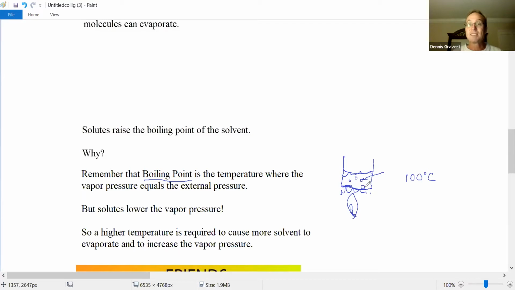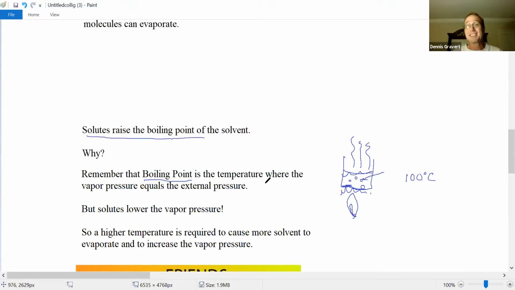a gas bubble, a steam bubble that will then float up because it's less dense, and then come up here and pop and release more steam. Okay, and so that's a better definition of boiling point. It's the temperature at which it evaporates so quickly, the vapor pressure equals the external pressure. Okay, but why do solutes then raise that boiling point?